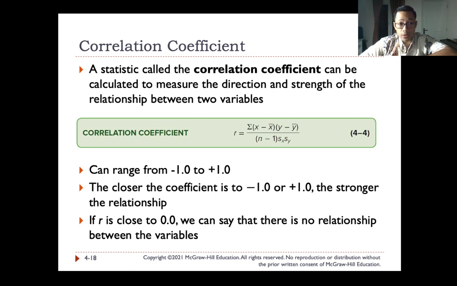The correlation coefficient can range from minus 1 to plus 1. The closer the coefficient is to -1 or 1, the stronger the indication that the relationship is relatively strong. If r is close to 0, then we can claim that there is no relationship between y and x, or for any two variables that we're interested in.